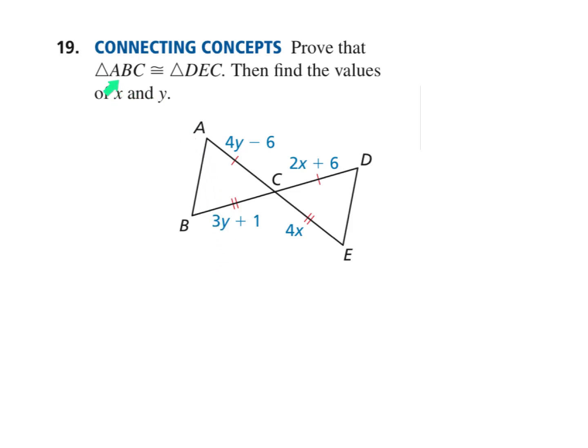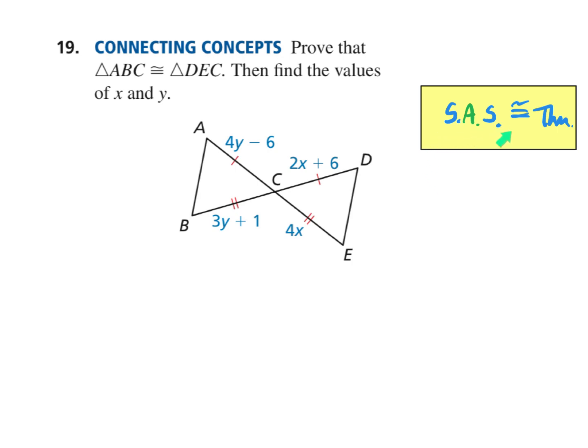All right, in proving two triangles are congruent, we really only have one tool at our disposal right now, and that is the side angle side congruence theorem. Notice in this picture of two triangles, we already have a pair of sides and a pair of angles that are congruent. So now all we need is an angle that's included between these two congruent sides. And that would be these two vertical angles.